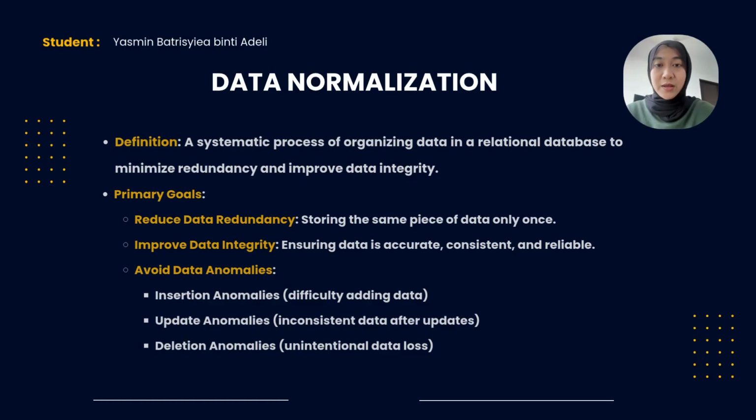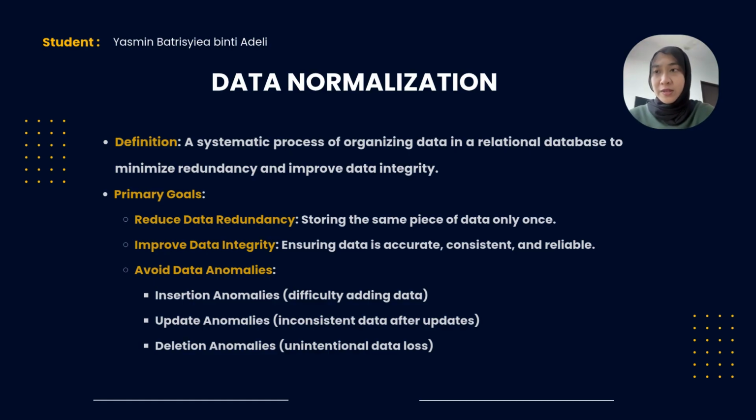Okay, hi, my name is Yasmin Batrisha binti Adeli. My matrix number is B08221039. So I will talk about data normalization. What is data normalization? That means a systematic process of organizing data in a relational database to minimize redundancy and improve data integrity. So, there are three primary goals, which are reduce data redundancy, improve data integrity, and avoid data anomalies.